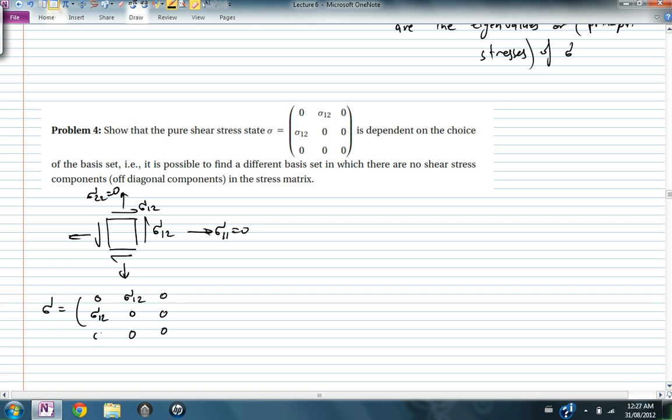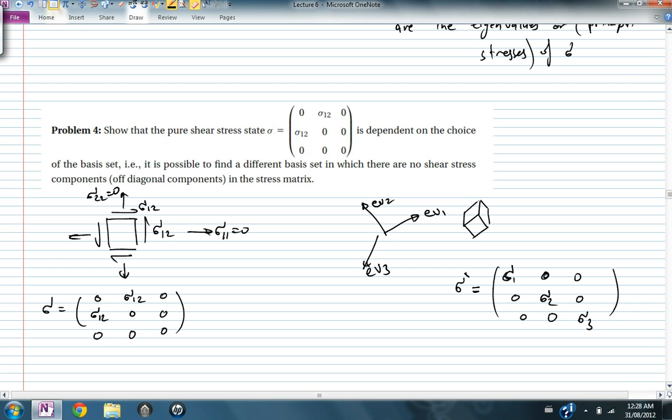Since it's a symmetric matrix, what we said applies. There is a coordinate system made out of eigenvector 1, eigenvector 2, and eigenvector 3, and in this coordinate system, sigma has sigma 1, 0, 0, 0, sigma 2, 0, 0, 0, sigma 3, where these are the principal stresses and there are no shear stresses. So in this cube, there are in fact no shear stresses.